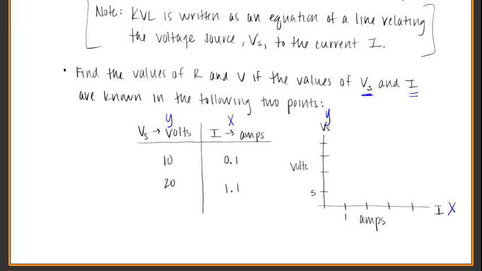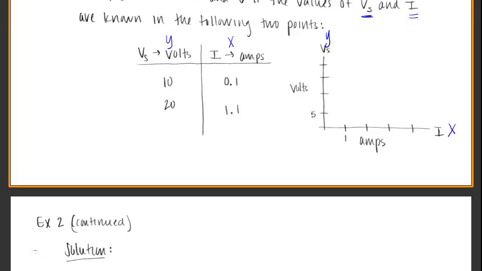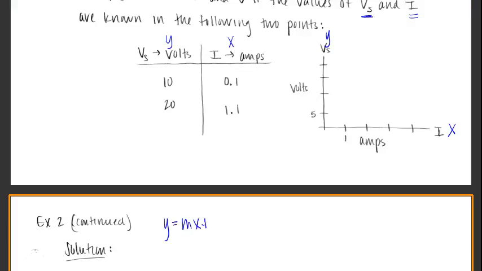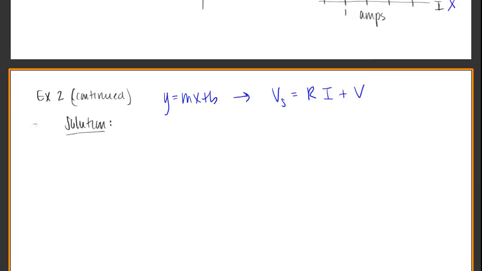Let's get started just like we did in our last example. First thing we want to do is write our equation. We're used to seeing y equals mx plus b. Here that relates as Vs is equal to, in this case, my slope value, which is now R, because I is our X, and then plus our initial voltage. So here's my y equals mx plus b. Let's find our m. In this case m is R.